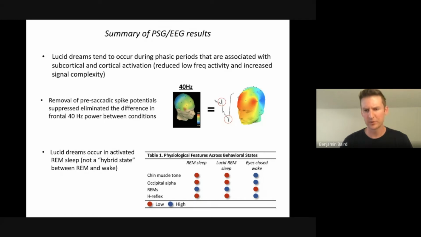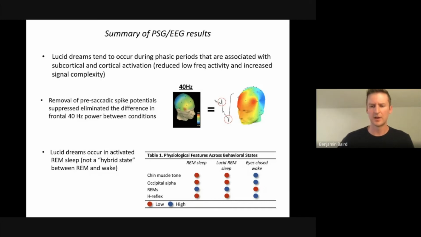And so the view that I currently hold is that lucid dreams occur in REM sleep. They can potentially occur in other stages of sleep too, but it's not some other sleep stage, physiologically speaking. And here I've listed in a table some of the key physiological features of REM sleep, showing that those are shared during lucid dreaming. Reduction in chin muscle tone, or the characteristic atonia, is maintained during lucid dreaming. The absence of occipital alpha, the maintenance of REMs, and also the reduction of H-reflex, which I didn't talk about, but I'll note a little bit later. And that's exactly in contrast to wakefulness.